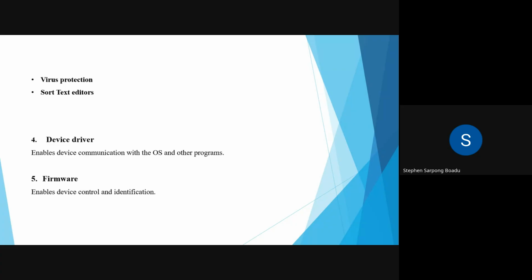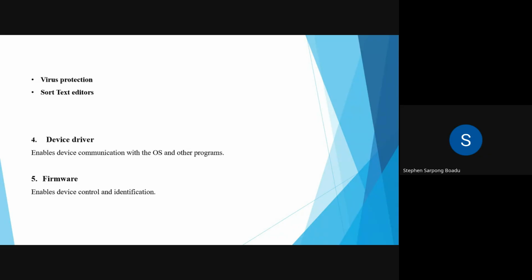So it enables device control and identification. It's also a type of system software that is stored in the device's memory. It enables device identification, controls the basic operation of the hardware, then starts and manages hardware before the operating system loads. So the firmware is basically the one that controls the basic operation of the hardware.